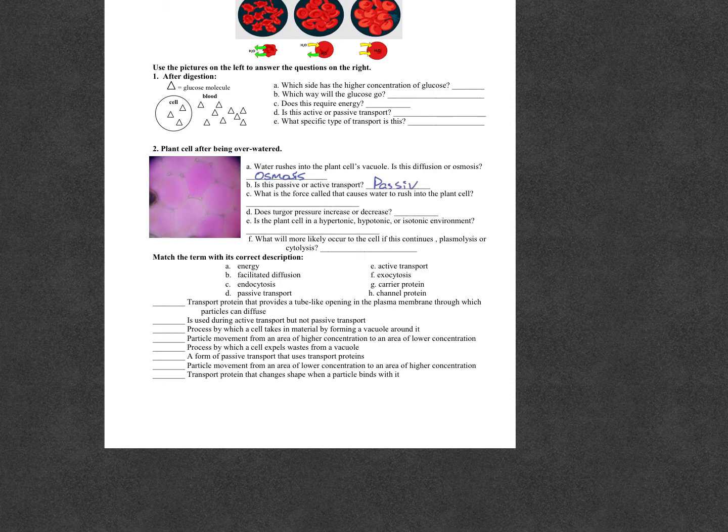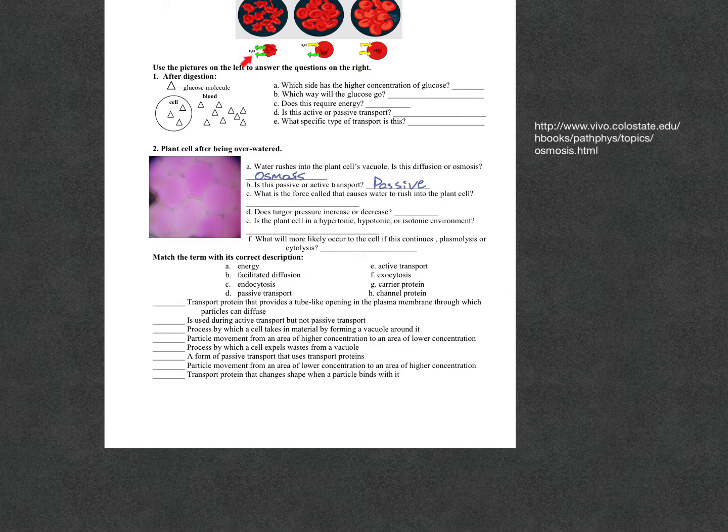What is the force called that causes water to rush in? It's called hydrostatic pressure. That term, hydrostatic pressure, is not going to be on the test, but it is important that you have some idea of what's going on. If you go to a website, any website, you can take a look at what happens when water rushes in. As water rushes in, it causes a pressure inside pushing out, and that's why this thing swells up and ultimately could burst. So you should be aware that it is possible, that it could happen.